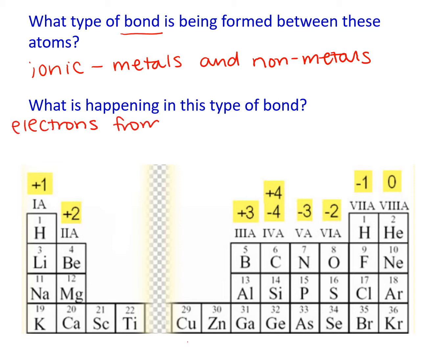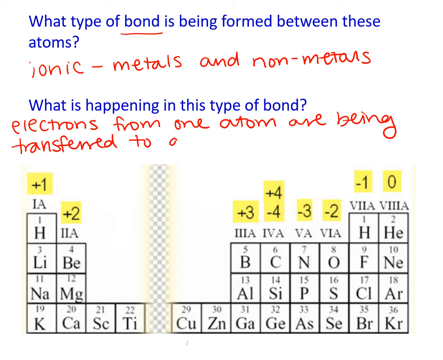from one atom are being transferred to another atom. So thinking about the charge of an electron being negative, I want you to try and figure out which atoms, the metals or the nonmetals, are actually transferring their electrons to the other atom. Which atom, the metal or the nonmetal, is losing an electron and which atom is gaining an electron?